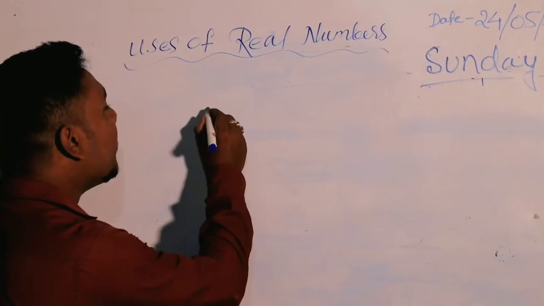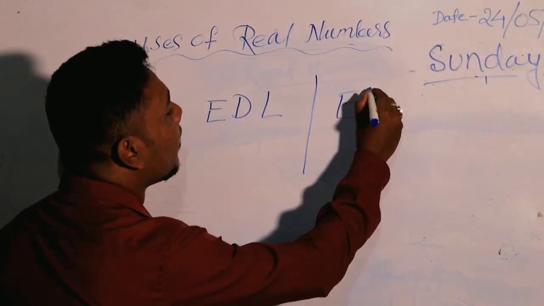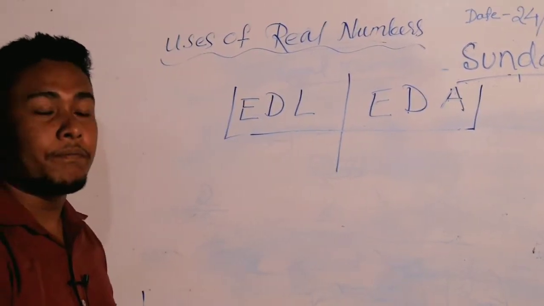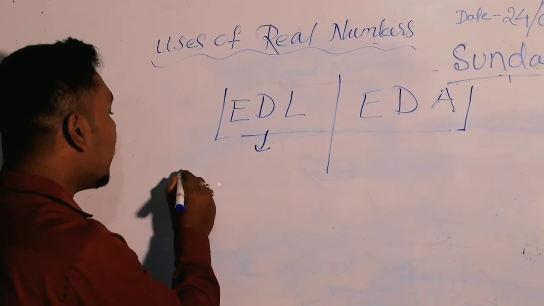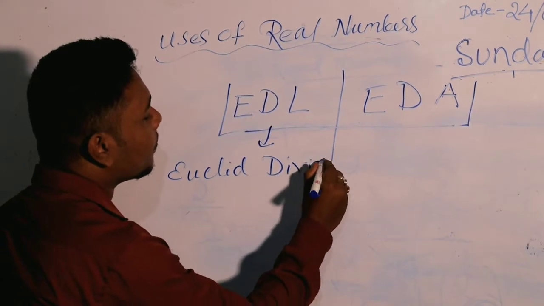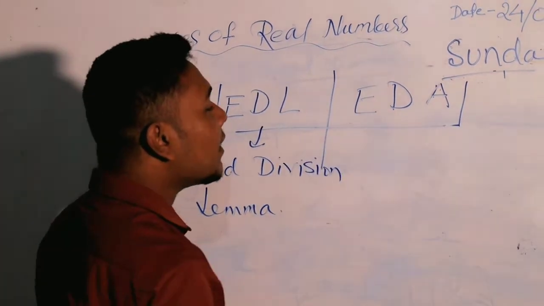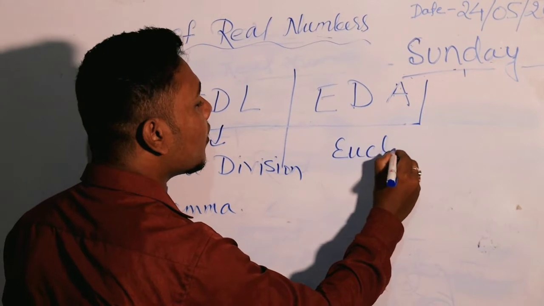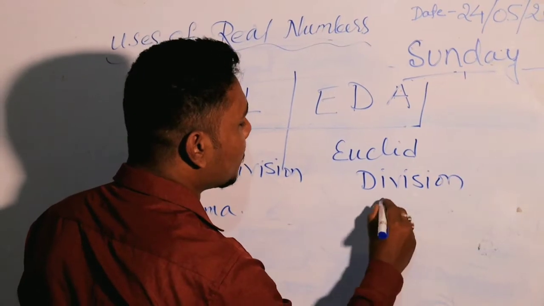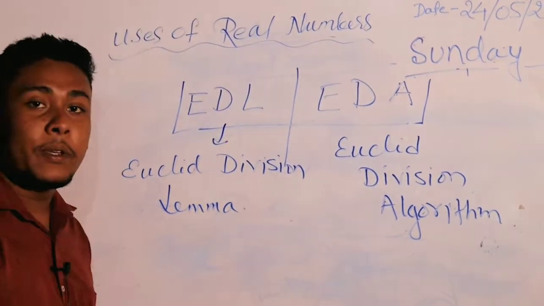So first we have EDL and EDA. Both are almost the same, but EDL stands for Euclid Division Lemma, while EDA stands for Euclid Division Algorithm. So now understand the difference between these two.